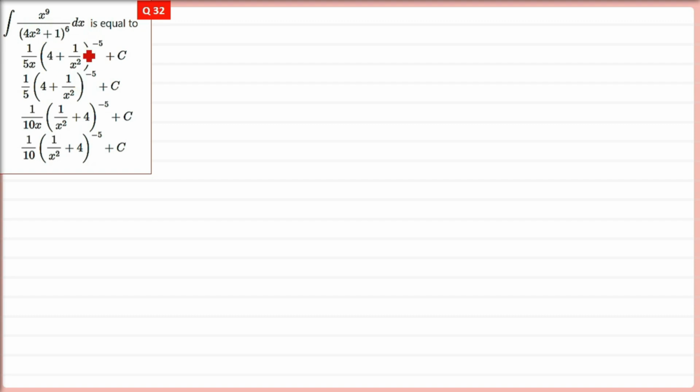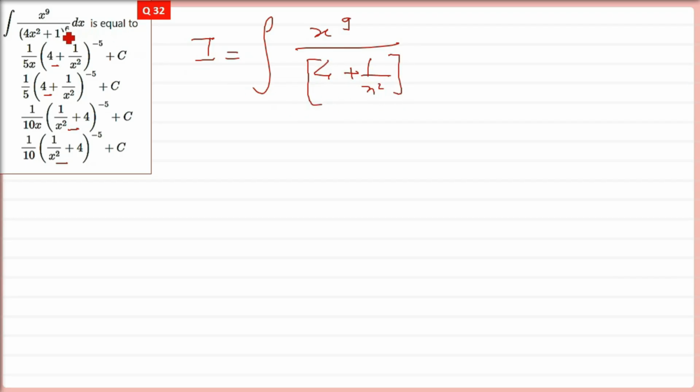Now in this question, I have nowhere to start. Frankly speaking, I don't know how to start. But one thing caught my eye, and that is these 4 options. In these 4 options, 4 plus 1 by x square is common. So we have to do something so that we get 4 plus 1 by x square. So x raised to 9 is the numerator. I am writing 4 plus 1 by x square, and we can get this after taking x to the power 12 outside.